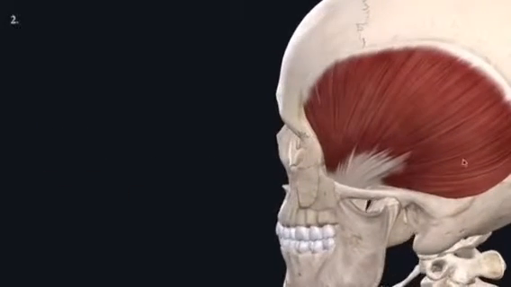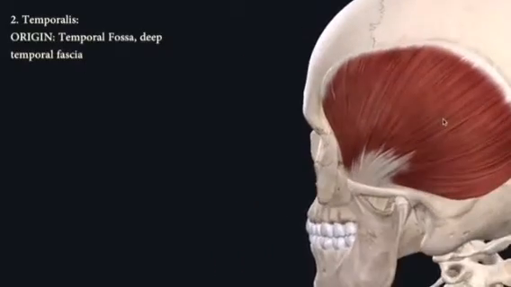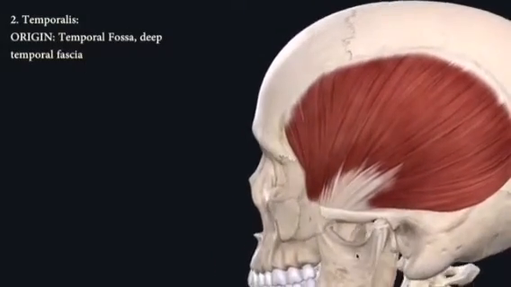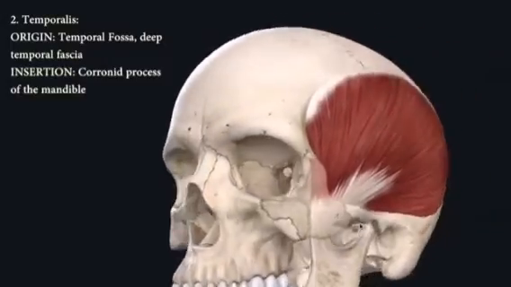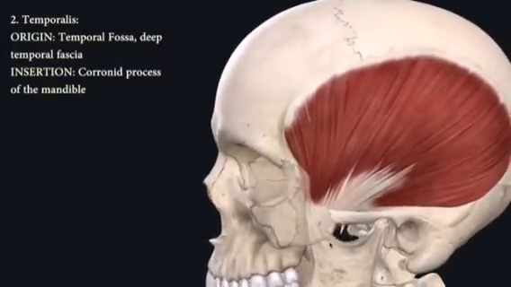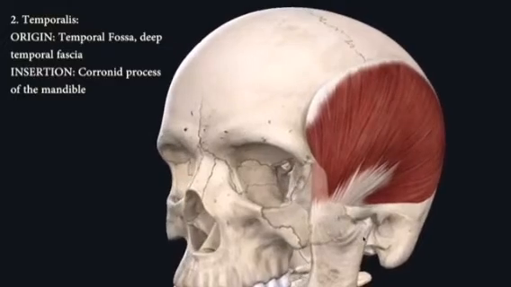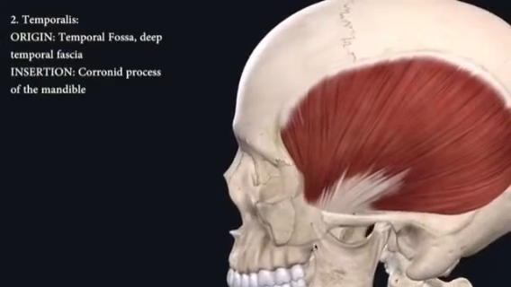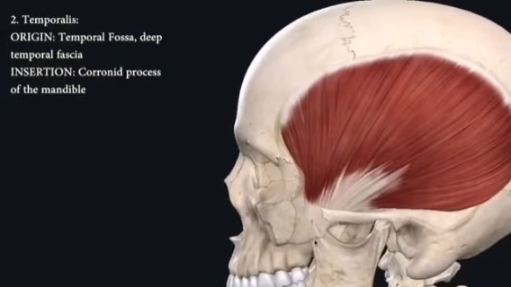Moving on, number two is the temporalis muscle, which originates from the temporal fossa and deep temporal fascia and inserts into the coronoid process of the mandible. One way I remember its insertion, I've always thought to myself that the temporalis is the corona inserting into the coronoid process. I know it doesn't make sense, but if you just think that the temporalis is the corona, then I don't think you'll forget that it inserts into the coronoid process.